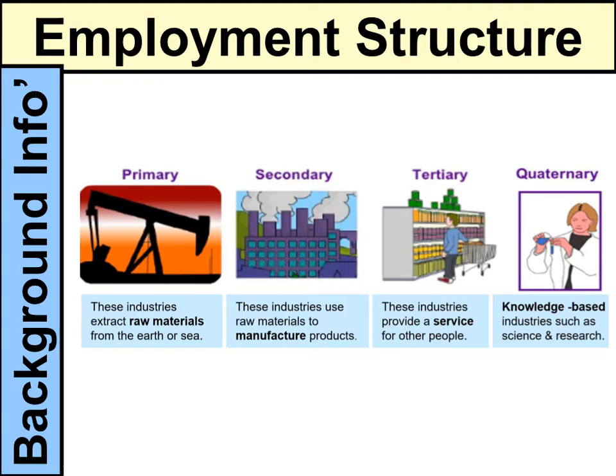So primary jobs are those jobs where there's raw materials extracted from the earth or the sea. So that might be fishing, forestry, farming. We've got secondary jobs. These are where the raw materials are used to manufacture or make things. So for example, a car maker would be a secondary job.